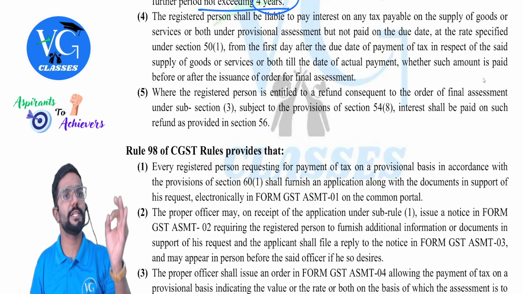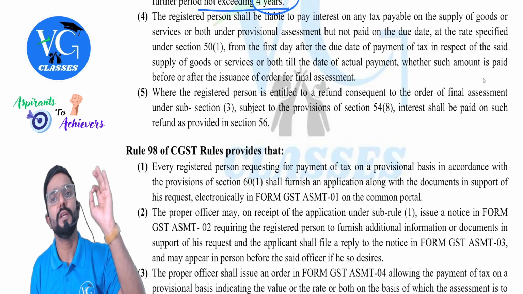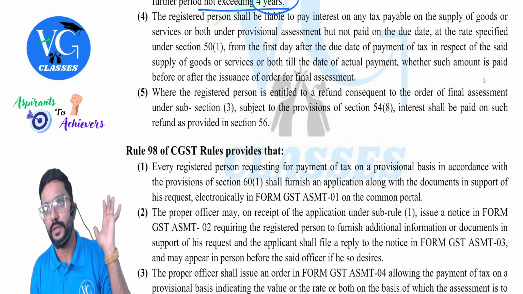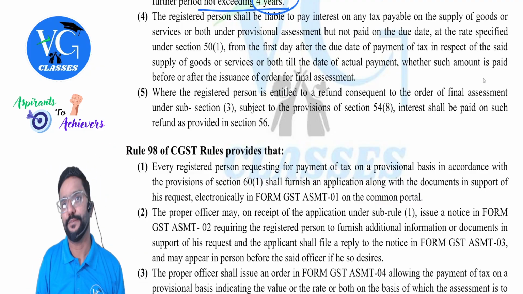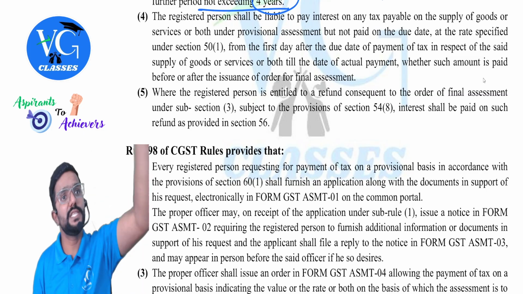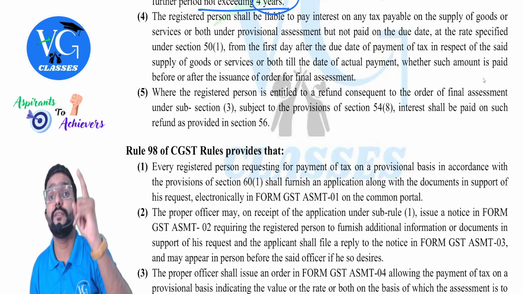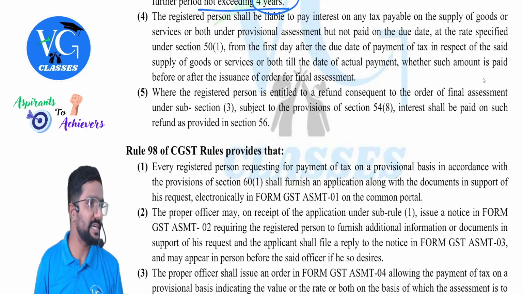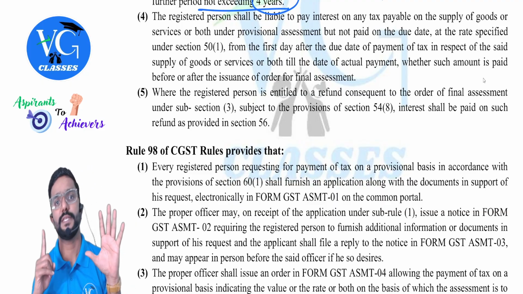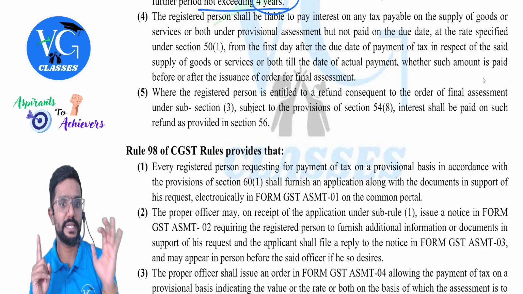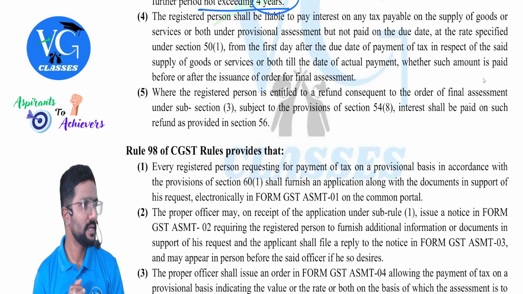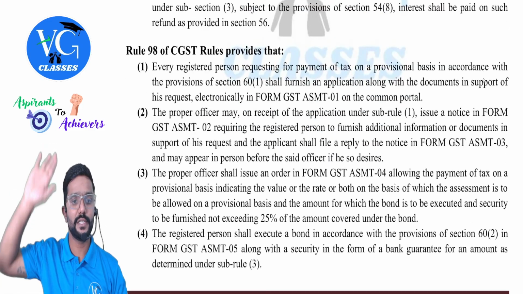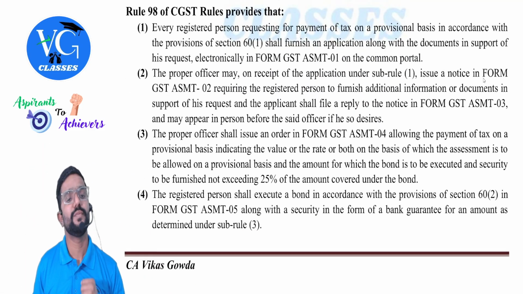Yes. Once final order is passed, I will make an application in GST RFD 01. Within 60 days, they have to give me the refund? Yes, but they delayed beyond 60 days. From the 61st day, will interest start? Yes, it will start. At what rate? 6%. 6%, guys. That is what we already learned under section 56. Is that clear? Yes, we already learned the refund topic, guys.